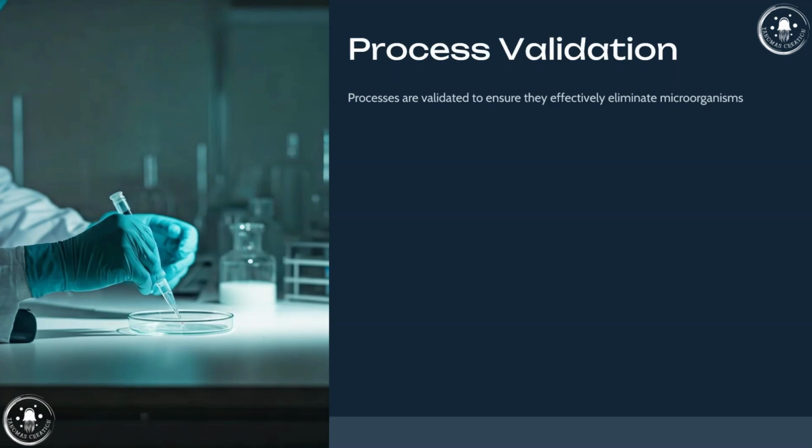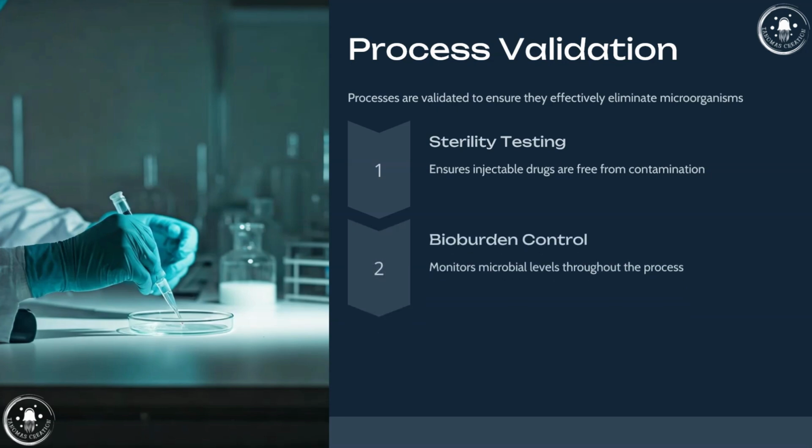Now, validation of the process is required to ensure its effectiveness in eliminating the microorganism. Injectable drugs are tested for sterility. Manufacturing processes are monitored to prevent contamination by microorganisms like Bacillus subtilis, and of course the documentation, which is mandatory in all the processes. Now all these steps are included in the process validation.